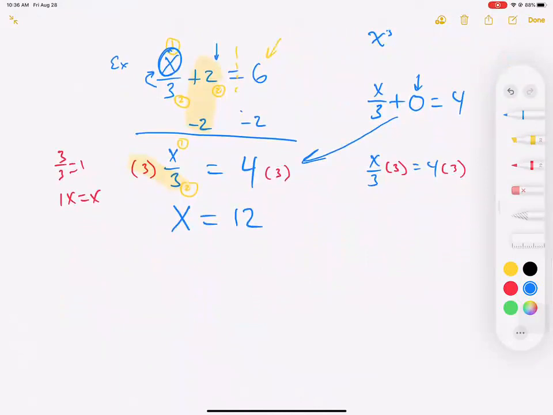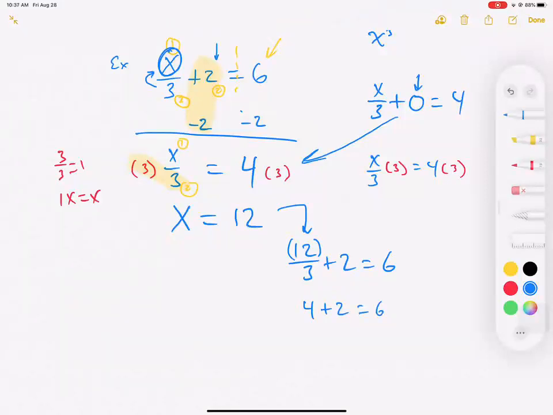Okay, so let's double check. 12 over 3 plus 2 is equal to 6, okay? I'm plugging in the x into the question to just double check to make sure we're on the same page here. So 12 divided by 3 is 4. 4 plus 2 is 6.